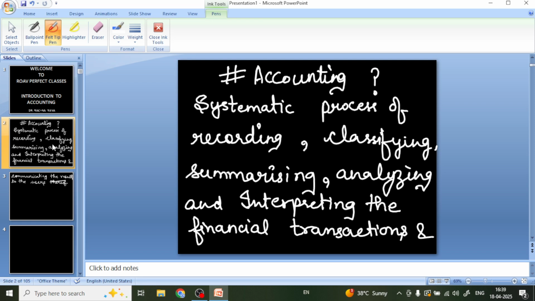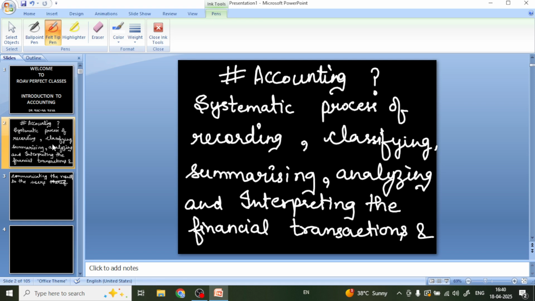Interpretation means it is concerned with explaining the meaning and significance of the relationships which are established by the analysis. Analysis and interpretation of business data are carried out so that users of financial data can make meaningful judgments of the profitability and financial position of the business.